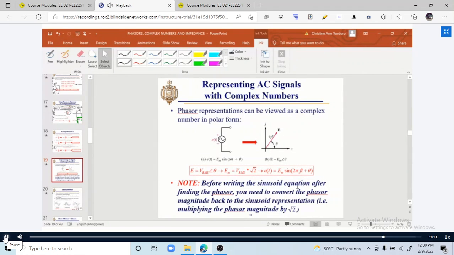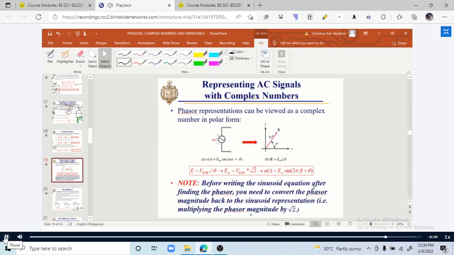Okay? So before writing the sinusoid equation after finding the phasor, you need to convert the phasor magnitude back to the sinusoid representation. And that is multiplying the phasor magnitude by square root of 2. Rule of algebra, if you divide and multiply the same number onto a certain number, that is just multiplying a certain number by 1. You will come up with the same number, or on that certain number itself. Okay? Just like what I've told you a while ago.